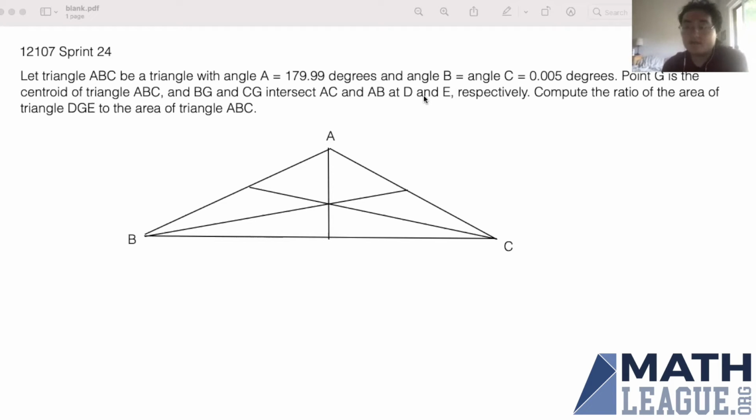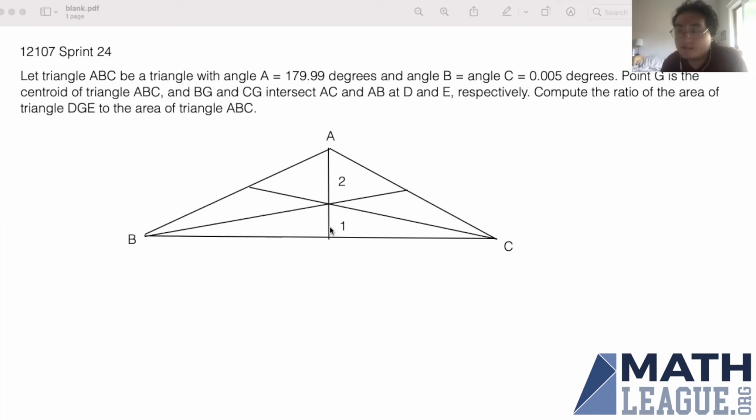Now, I hear you thinking to yourself, surely it's impossible to find the area when the angle measures are 179.99 and 0.005. I don't know how to take the sines from those in order to use the law of sines. Well, the good news is we don't have to. And in fact, we really shouldn't try. So if we just remember one key fact about centroids, that they always split the medians into a 2-to-1 ratio. So in particular, this line segment is going to be twice the length of this one.